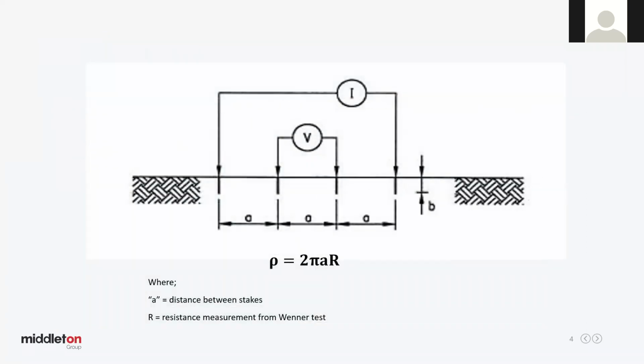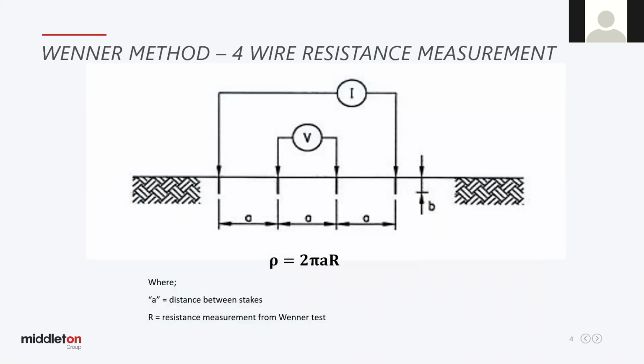Sorry, my presentation's not scrolling particularly well. Anyway, the Wenner method, the most common one, works on the 4-wire resistance measurement method, which, as we know, is push a current through separate wires to your voltage wires, so that when the meter does the calculation for resistance, we don't have the resistance of the actual test wires in the circuit.